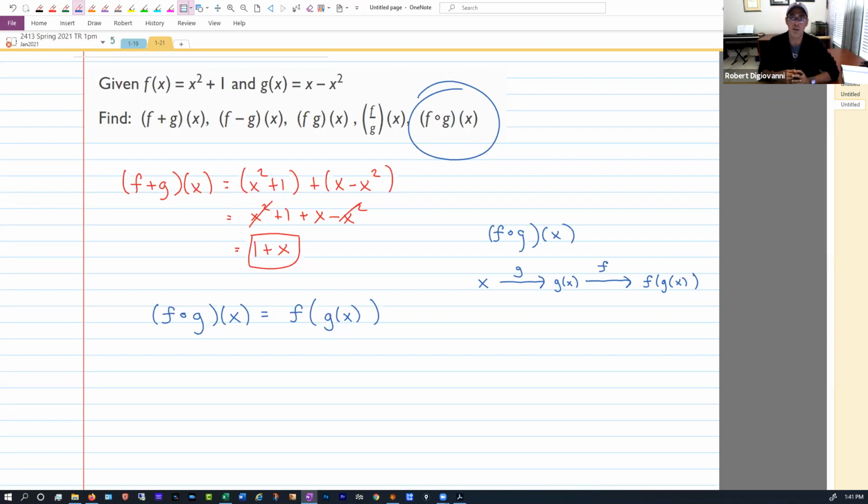Input, output. Composition is where you have two functions. And so it's like a chain. The input goes through one of the functions first, and then that answer goes through the other function and comes out as a final number. Okay? So let's do this here. When we write f of g of x, we are going to now write f, and then inside here we replace g of x with what it is. And in this problem, it's x minus x squared.